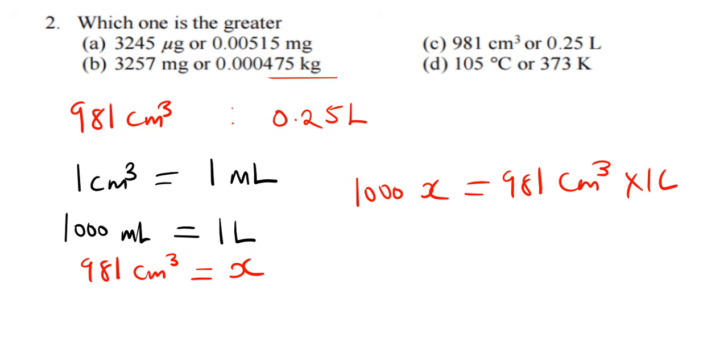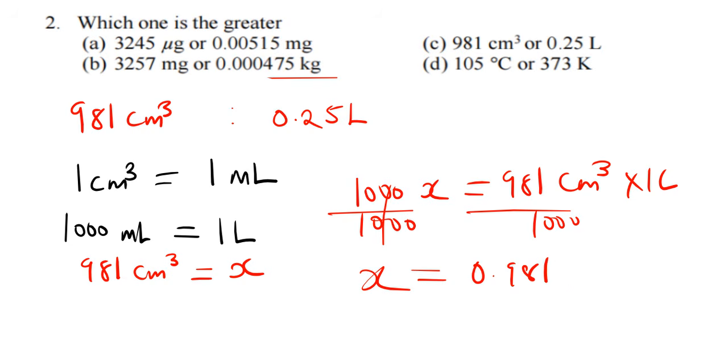In this case I'm going to divide by 1000 on both sides. My X is going to give me, if I divide 981 by 1000, 0.981 liters. So this is centimeter cubed, this is centimeter cubed. So these ones are just going to cancel like that. That's also giving us this amount of liters.